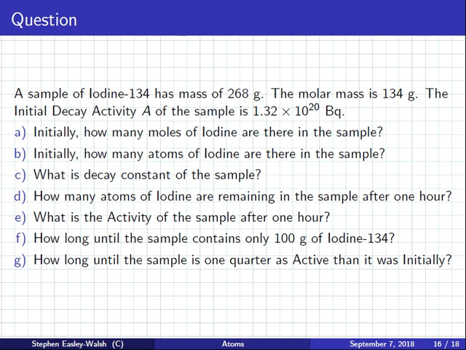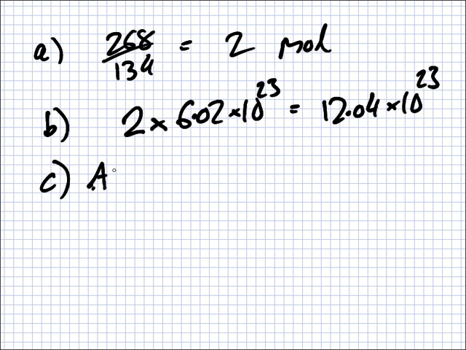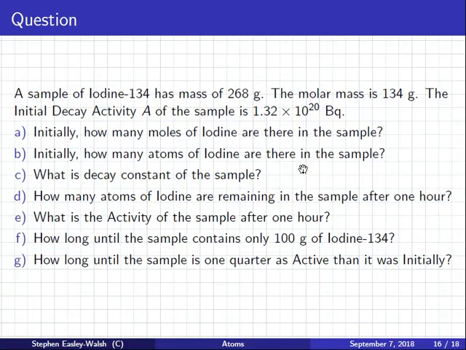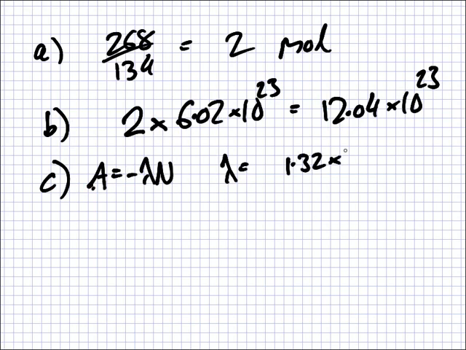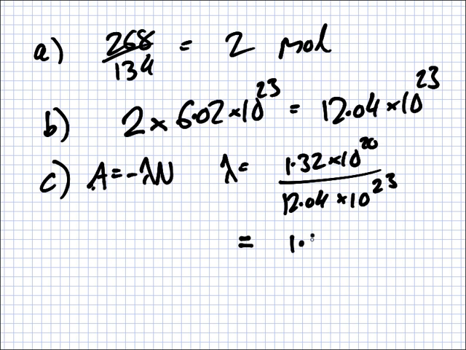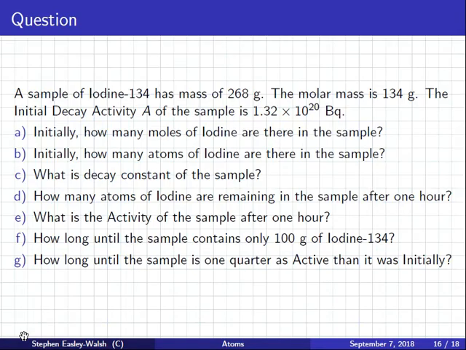Okay, do you have this lambda? Yeah? You have the lambda? So we should use the formula A equals minus lambda n. So that means lambda is A over n. Now what's the A? It's 1.32 times 10 to the 20. And what's the n? It's 12.04 times 10 to the 23. Yeah? Is that what you did? What answer is that, please? 1.1 per second. Okay. Is that okay, Siva? Is that what you did? What went wrong for you? Okay, okay. Is it okay now?